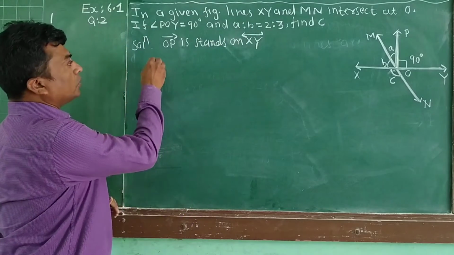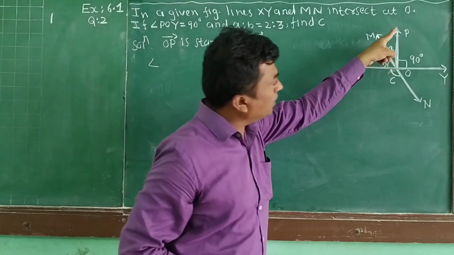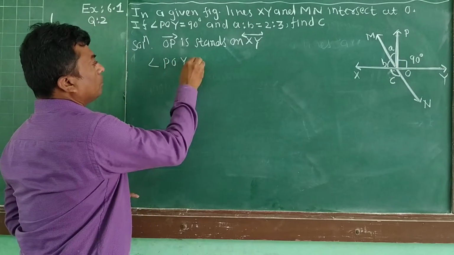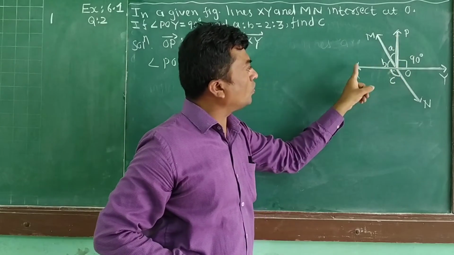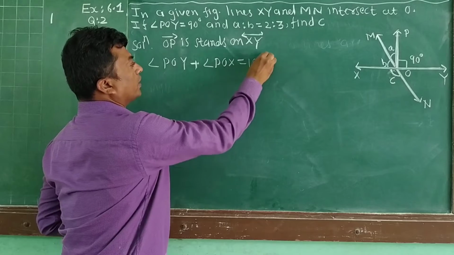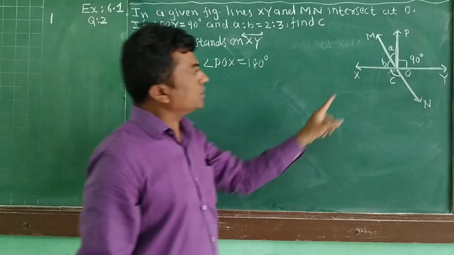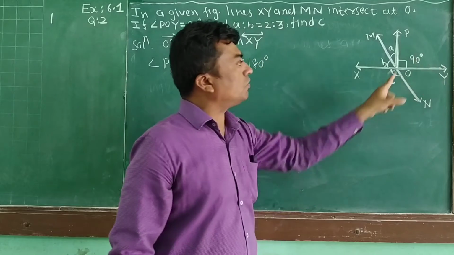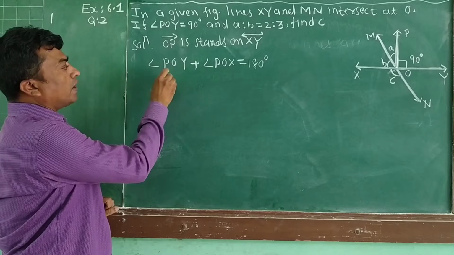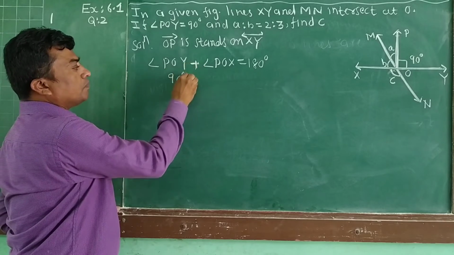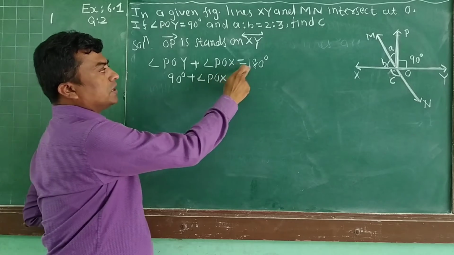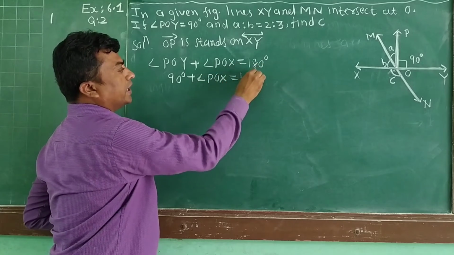So according to the linear pair axiom, angle POY plus angle POX is equal to 180 degrees. Now see, angle POY is equal to 90 degrees. It is given to us in the question. So angle POY is equal to 90 degrees, then angle POX is equal to 180 degrees.